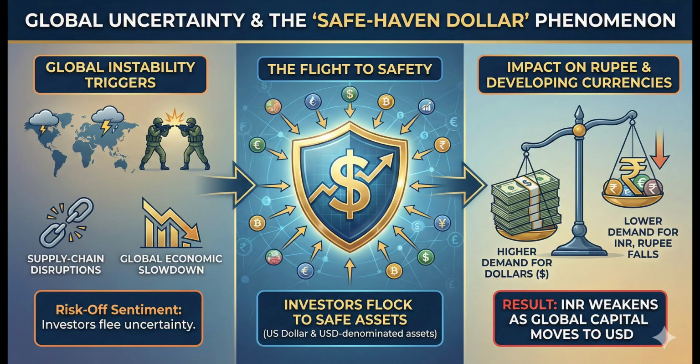Global uncertainty and the safe haven dollar phenomenon. In times of global instability, geopolitical tensions, global economic slowdown, and market crashes, investors around the world flock to safe assets, often the US dollar and USD-denominated assets. This risk-off sentiment means more demand for dollars, and less for developing country currencies like INR. The rupee falls. Examples of such global triggers are commodity shocks, wars, global supply chain disruptions, and global economic slowdown.